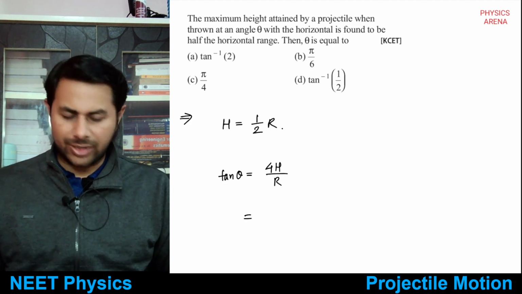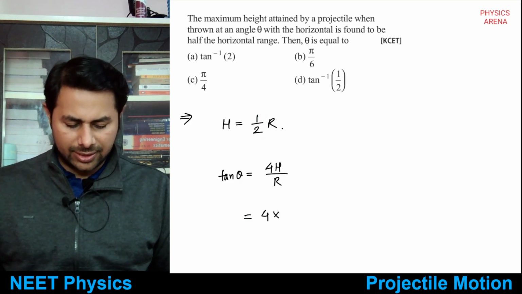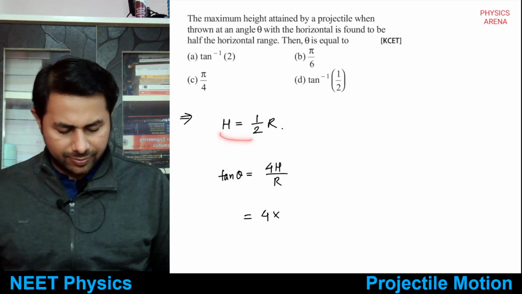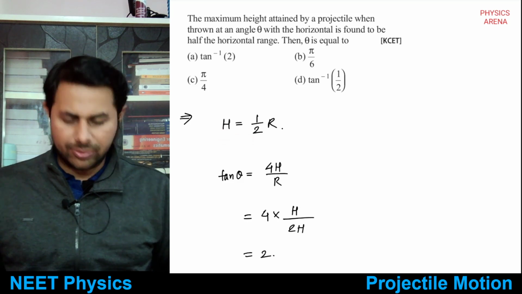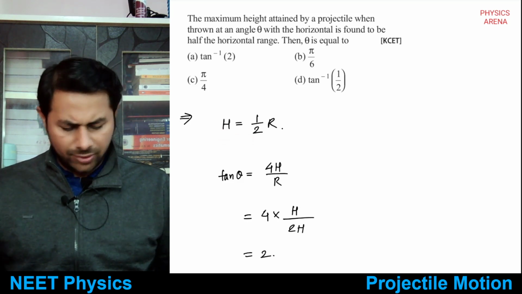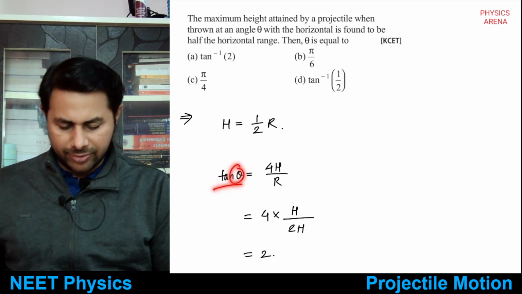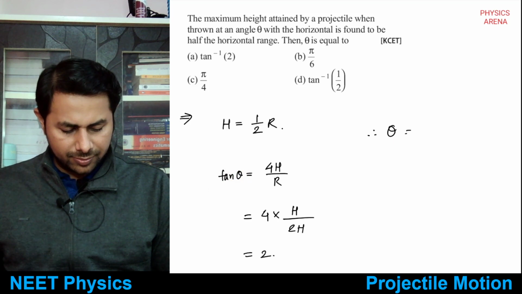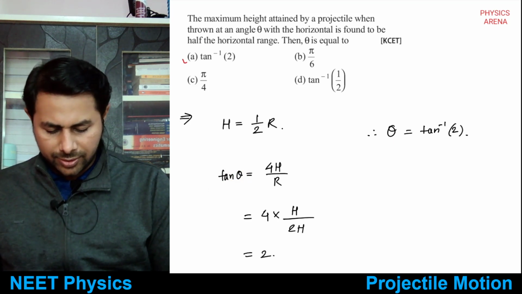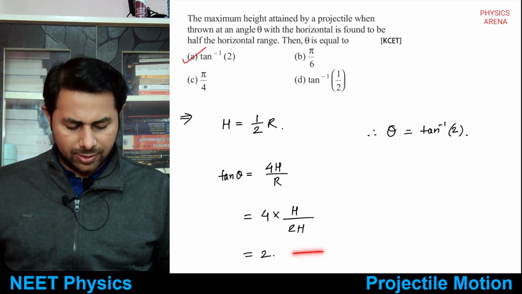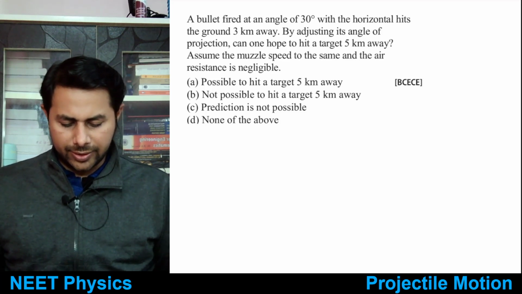So tan theta is 4h by r. Here, h is equal to half of r, which means r is equal to 2 times h. So 4h divided by 2 times h is equal to 2, right? So everybody got this answer, right? Therefore theta is equal to tan inverse of 2. Okay, so this is simple, right? Very, very simple. Okay, let's see this one.